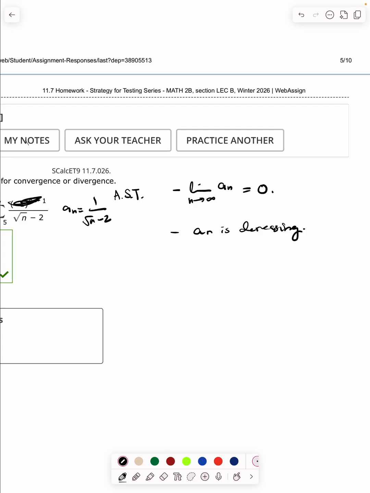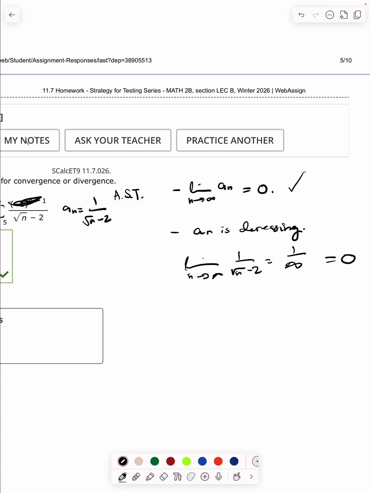First condition is simple. Let's just take the limit. If I take the limit as n goes to infinity of 1 over root n minus 2, notice that if we take the square root of infinity, it is still super big. And so this is 1, a really small number, over a really large number. And so this is essentially equal to 0. Okay, so the first condition is met.